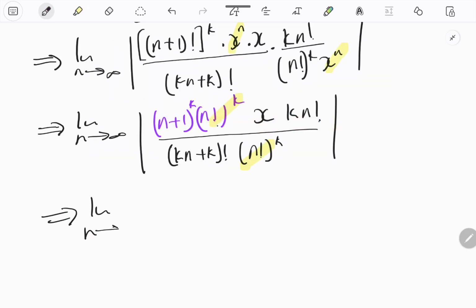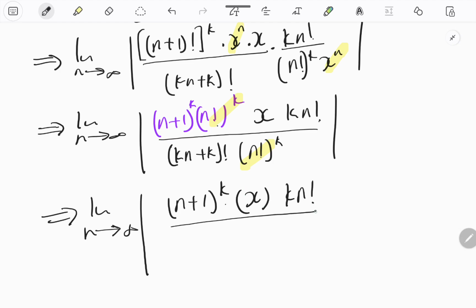Limit as n goes to infinity. What remains now? We have x^(kn). Oh, I forgot that part. Let me write it: (x+1) all to the power k. This guy is gone. x is still here, (kn) is still here. Then here we'll have (kn+k) factorial.